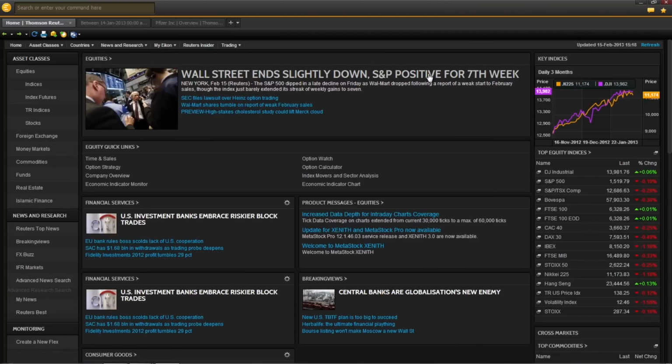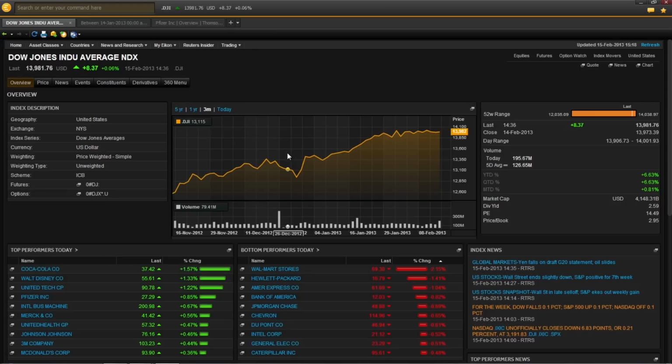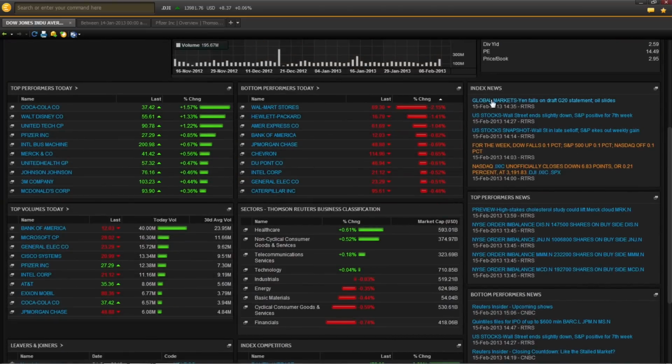We can also use this home screen to analyze the major indices within the general markets. Off to the right side here, for example, we can click on the Dow. This is going to give us a very quick snapshot of the current status of the Dow Jones Industrial Average Index. It's going to tell us quick charts and give us index news specific to what's going on right now.